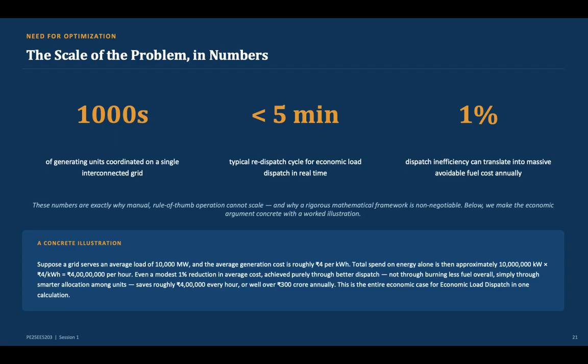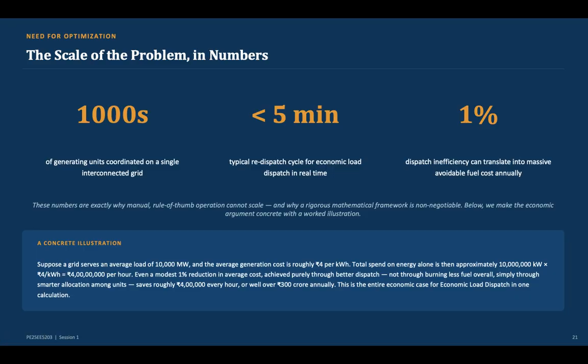Again, this is the scale of the problem in numbers. You can see thousands of generating units coordinating on a single interconnected grid. Less than a 5 minute typical redispatch cycle for economic load dispatch in real time. A 1% dispatch inefficiency can translate into massive avoidable fuel cost annually.